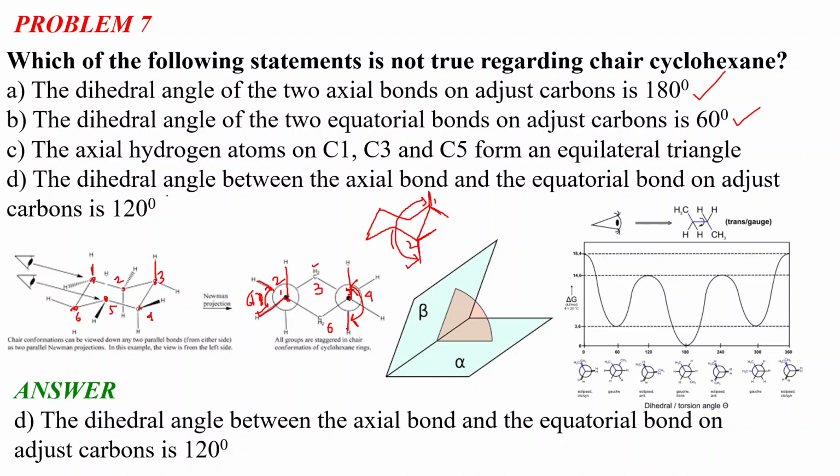And number 4 is the incorrect one. The dihedral angle between axial and equatorial bond on adjacent carbons is not 120 degree, okay. You can see on the adjacent carbon, there is one axial bond and there is another equatorial bond. The angle between these two is actually 60 degree. So it is not 120 degree. So it is incorrect, okay. The angle between this bond and this bond, okay. So the angle between these two bonds is 60 degree. It is not 120 degree.